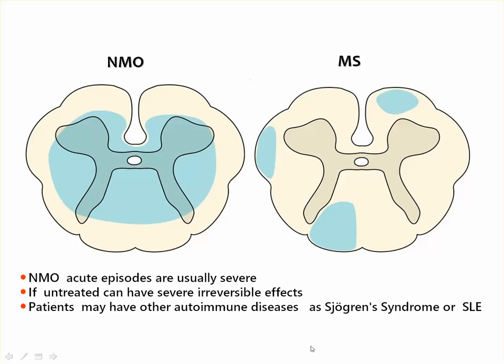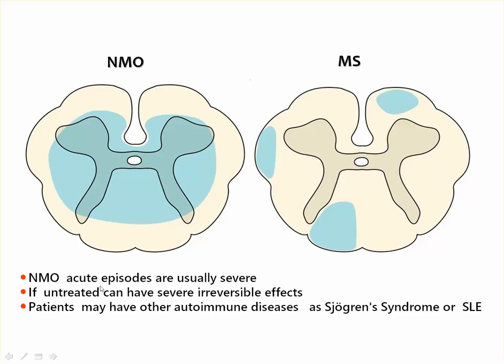This is a comparison between the plaques of neuromyelitis optica, which are big and central, while the MS plaques are small and peripheral. This can be easily evaluated in the axial T2 weighted images of the spinal cord. I personally feel that the axial T2 of the spinal cord is better than the sagittal images for evaluation of the plaques inside the spinal cord.